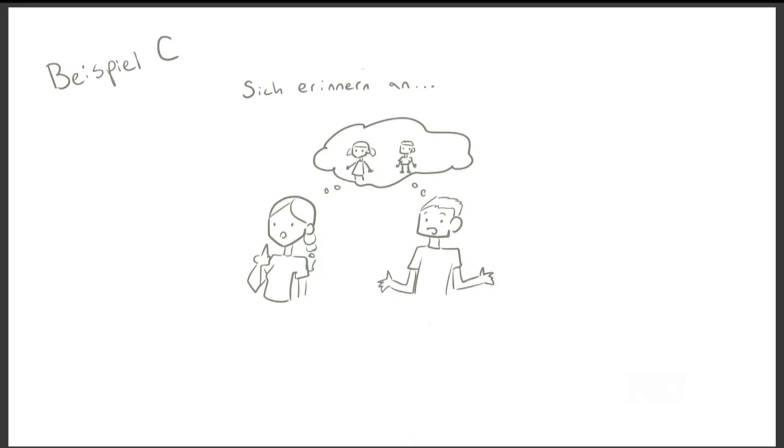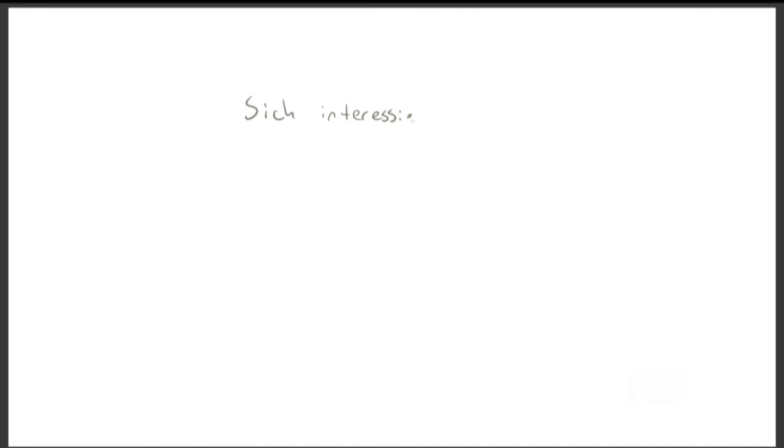Sich erinnern an, to remember. In English, you can say that people remember something. In German, we have to say that we remind ourselves about something. Wir erinnern uns an unsere Kindheit. You can see that we know if a verb takes reflexive, it is listed with sich next to it.